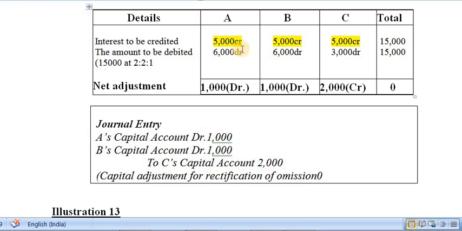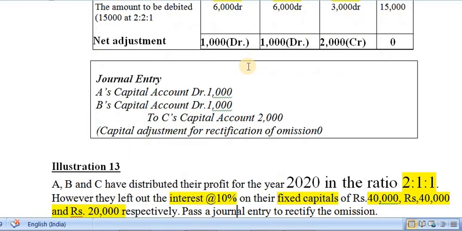So this is the point you have to remember always. Debit the partner means he is losing. Credit the partner means he is gaining, not the profit and loss appropriation account. Debiting profit and loss appropriation account is a different story. Profit and loss appropriation account is debited and partner's capital is credited. So now I'm talking about partner's capital account. Hope this is clear. Go to the next illustration.